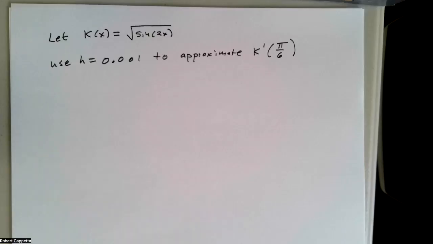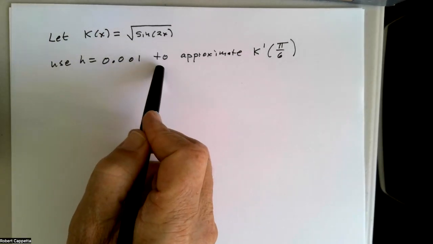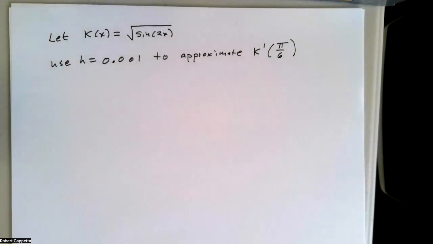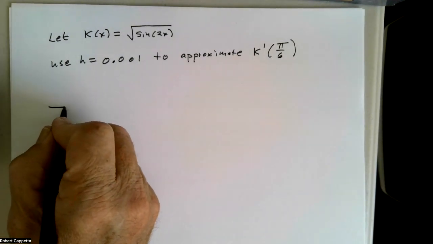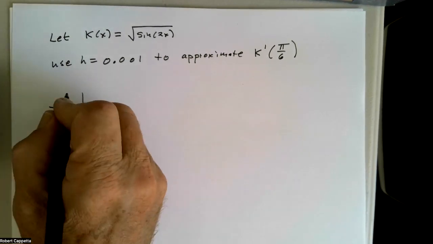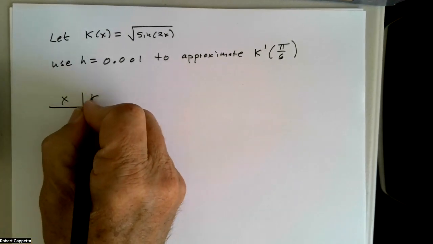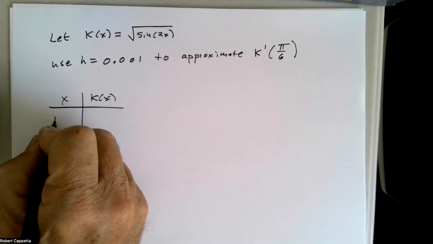So here we're given the function k of x is the square root of the sine of 2x. We want to use h equals 0.001 to approximate k prime of pi over 6. So what do I need? We need some information here. I need x and I need k of x. You're interested in what happens with pi over 6.